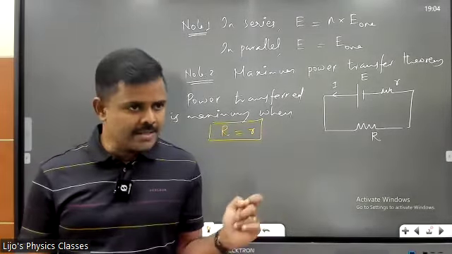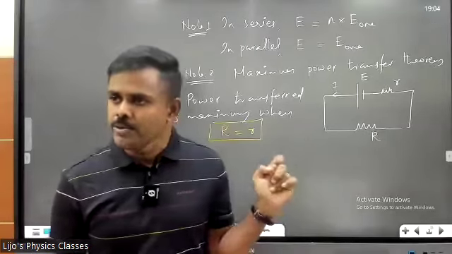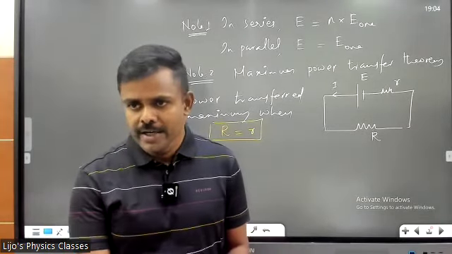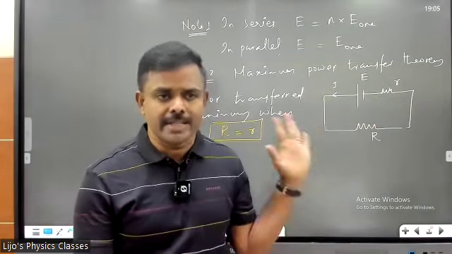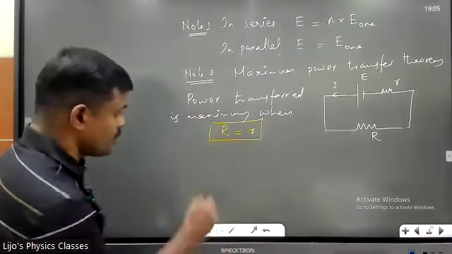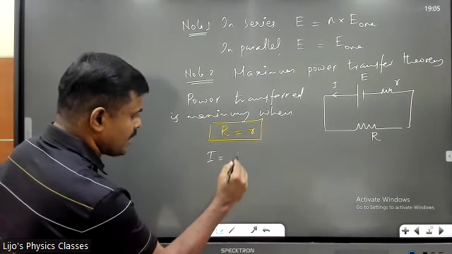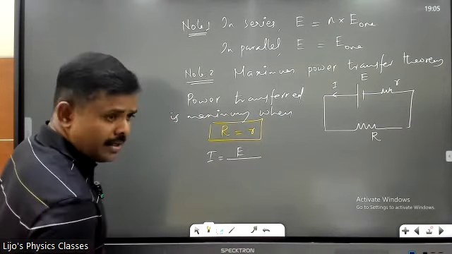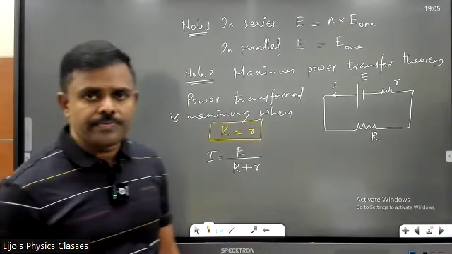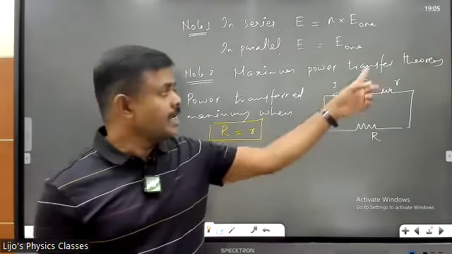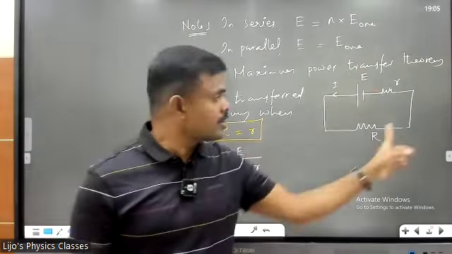Could you please say that again? External resistance is equal to internal resistance. Got it? If this is 3 ohm, this should be 3 ohm. Then the power delivered will be maximum. Also write the current then. How to get current from this? Ohm's law. EMF divided by total resistance, which is R plus r. Current is equal to E divided by R plus r.